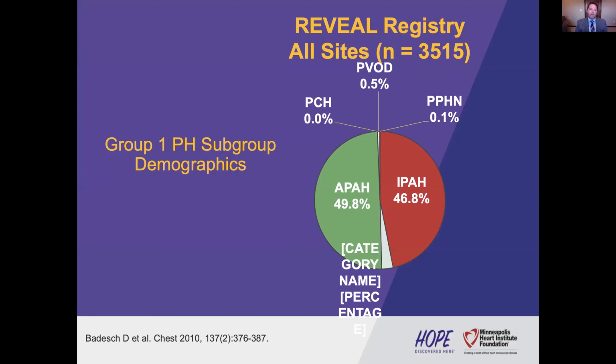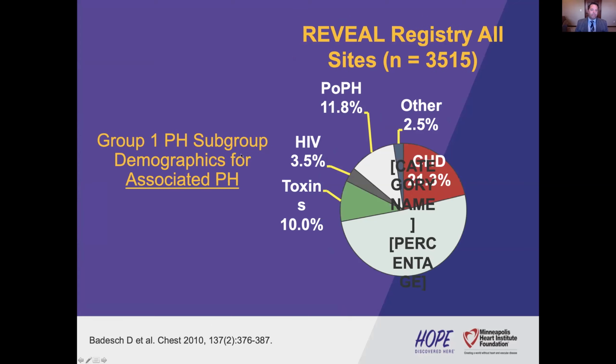When we look at all comers in patients with PAH, the associated PAH conditions account for about 50%, and idiopathic accounts for almost the remainder of the 50%. And when we look at the associated PAHs, this white group here accounts for a little over 50%, and this is the connective tissue disease group, accounting for the most, and then congenital heart disease is second most, with toxins and portal pulmonary hypertension accounting for about 10 to 12% of the PAH category.